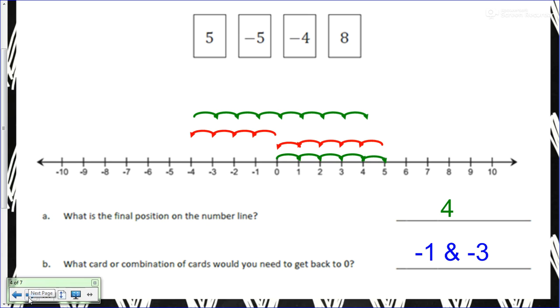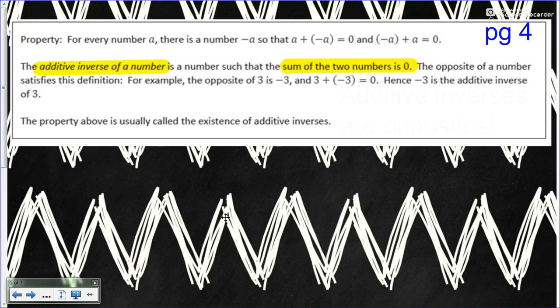A little bit further in your binder on page 4, you see this box. And there's a lot of math speak in this box, so we're going to make it make sense. So it says for every number a, so just some random number, there's a number negative a, or the opposite of a, so that a plus the opposite of a is 0, and the opposite of a plus a equals 0. That can be pretty confusing, so let's try and figure out what that means.